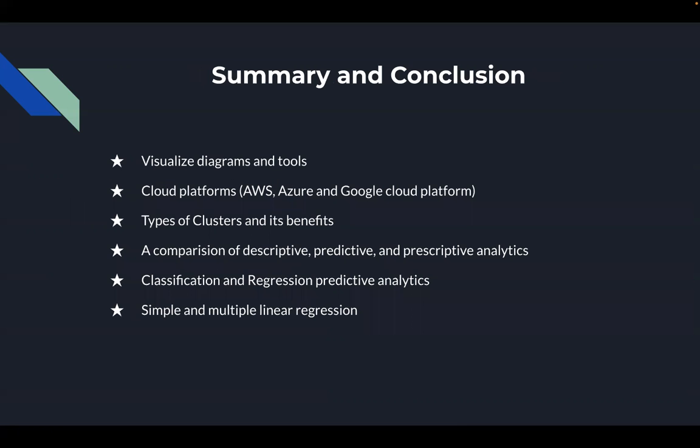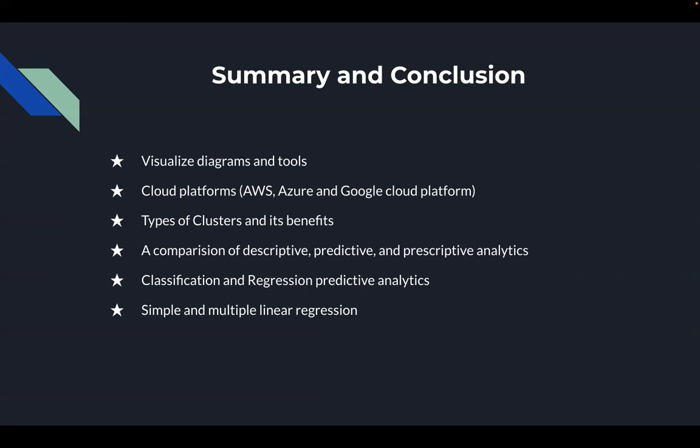Then we'll go to the summary and the conclusion. So today we talked about the visualization diagrams and its tools like Tableau, and also some examples in the sports and the tech companies area. And also we talked about the three hottest cloud platforms, AWS, Azure, and GCP. Also we talked about the types of clusters and its benefits.